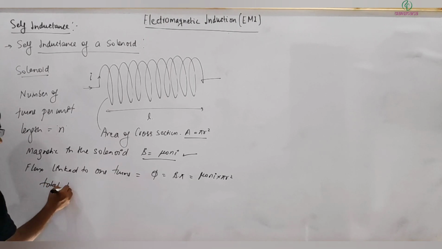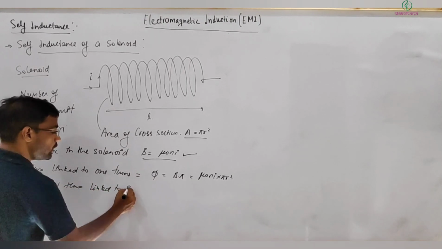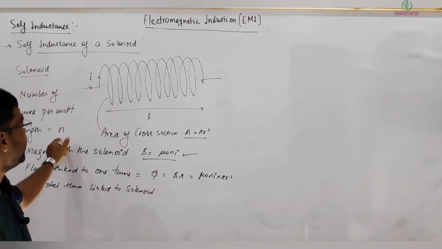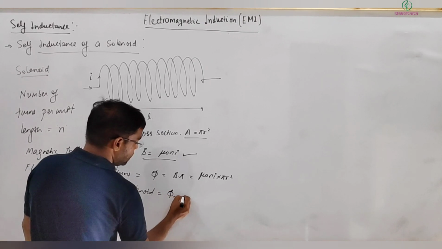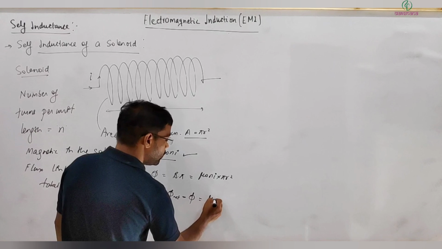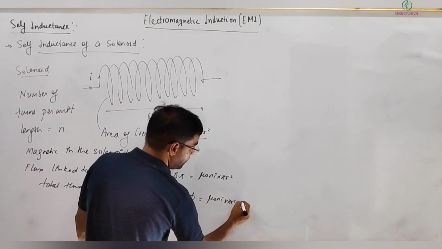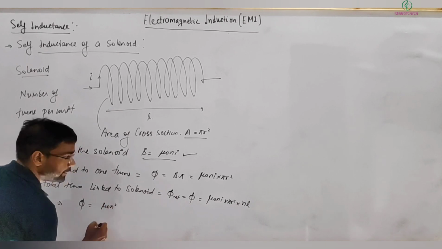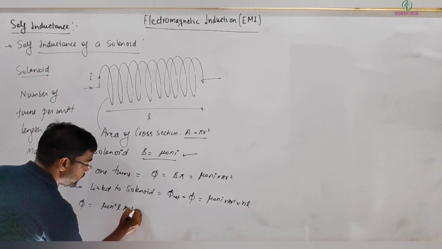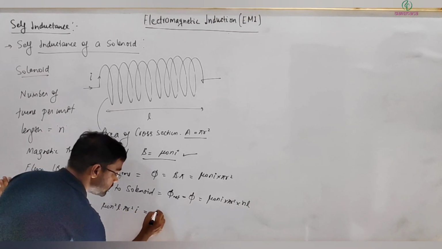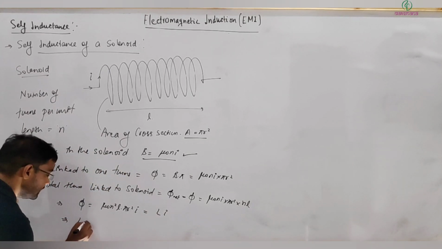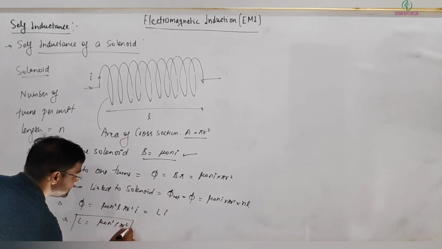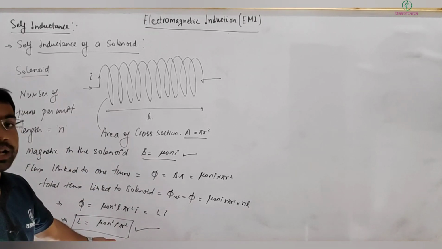Total flux linked to the solenoid, because the solenoid has many turns, small n is the number of turns per unit length, so total turns will be n into L. This can be written as phi total, or I am writing it simply phi. This is equal to mu naught n I into pi r square multiplied by n into L. This implies phi is equal to mu naught n square into L into pi r square into I. Clear? And this can be written as what? L into I. This implies L is equal to mu naught n square L into pi r square. And this is the self-inductance of the solenoid.